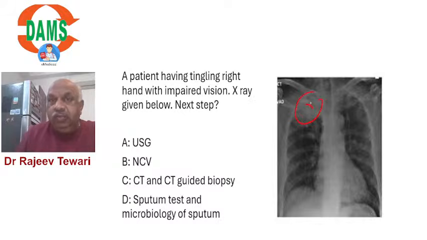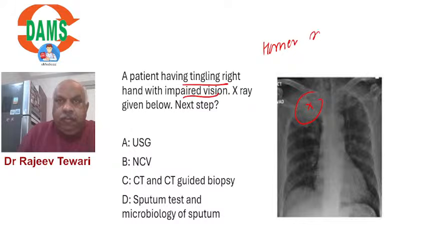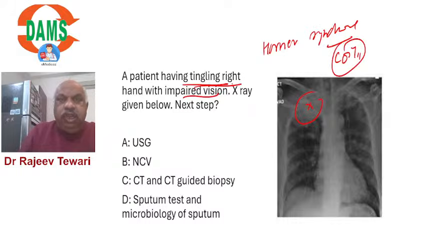And finally, this question, I'm not sure it was there, but someone told me it was there. There's a lump, a mass in the apex of the lung with tingling in the right hand, impaired vision. This is Horner syndrome. C8-T1 gets compressed, causing tingling, and the sympathetic ganglion gets involved. That is ptosis, miosis, anhidrosis, and enophthalmos. That's causing vision impairment. So best is CT and CT-guided biopsy.